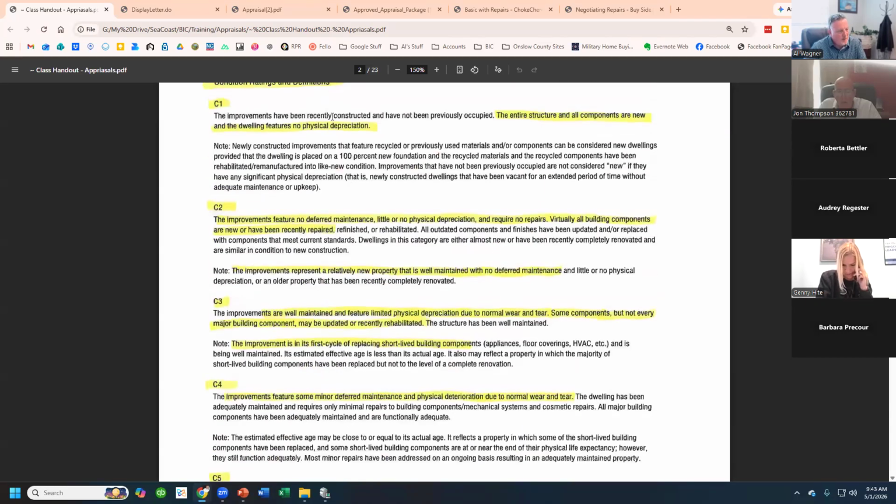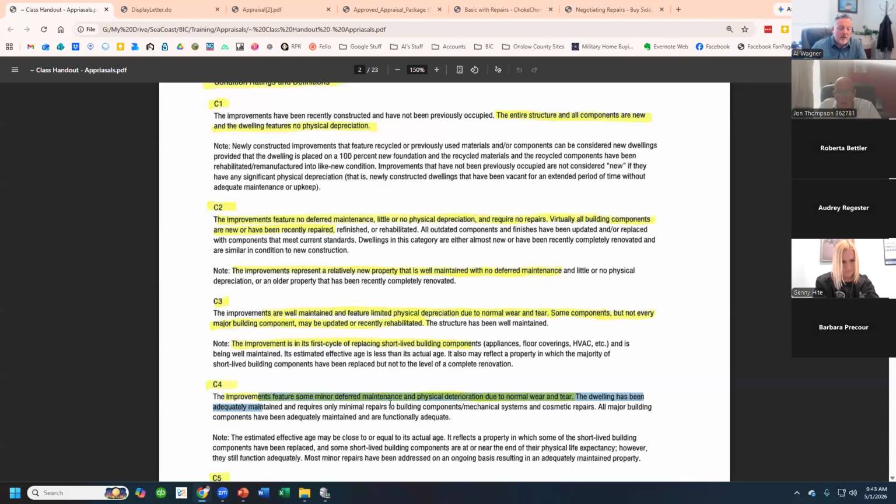Condition 1, it's been recently constructed. That's typically new construction. Everything in the house is brand new. C2, there's no deferred maintenance, little physical depreciation. It looks like it's been recently repaired or refinished. It's typically a remodel, something like that. C3, you can consider this as just something that's been well maintained, right? Hasn't been updated, but they've taken very, very good care of it.